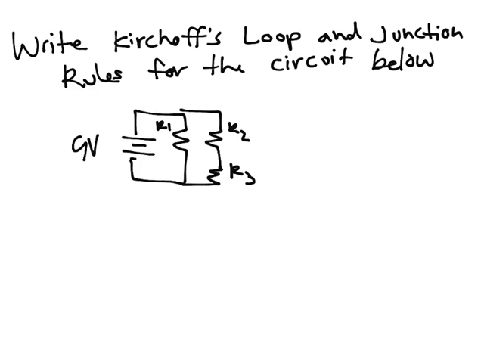So first off, let's start with the first one listed, the loop rule. You must first identify how many loops you have. There is one set of parallel, so we can see there's a loop here, and there is another loop here. So we know that we have to write 2 loop rules.